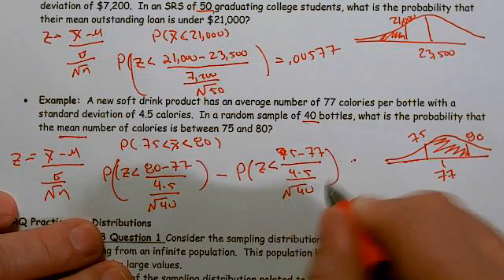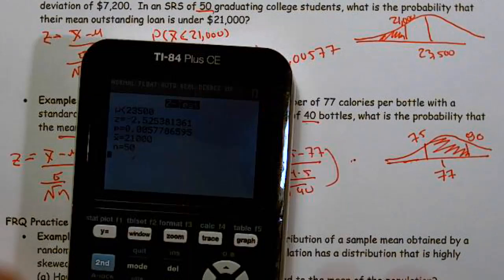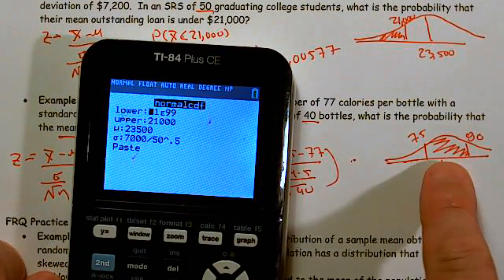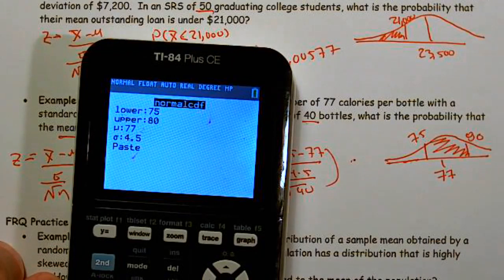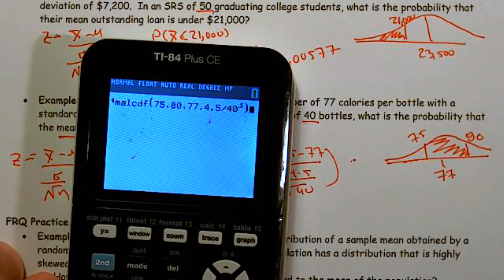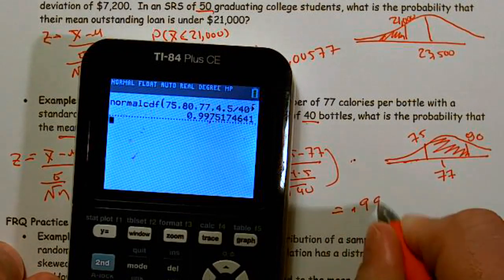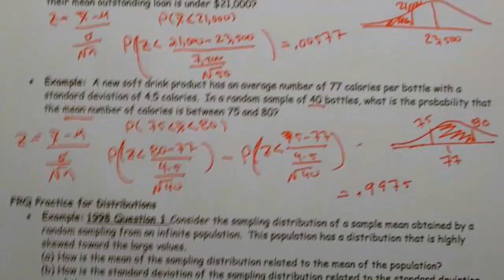This is work shown. Let's show that. Second, VARS, normal CDF, lower bound, looking at my picture, 75, upper bound, 80, mean, 77, standard deviation, 4.5 divided by 40 raised to the half power. And almost all, 99.7%, lie within that interval.